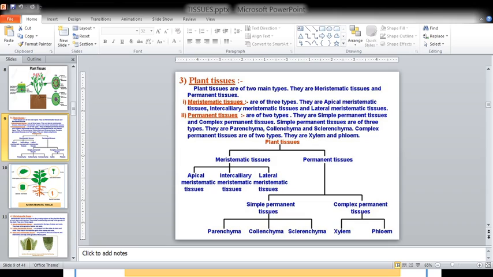So meristematic, or we can say these kinds of tissues are also called growing tissues. So write down in your notebook that meristematic tissues are also known as growing tissues. And opposite to that, there are permanent tissues which are known as non-growing tissues. Okay?